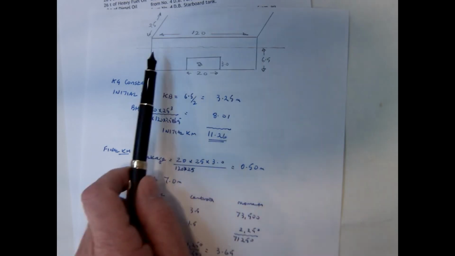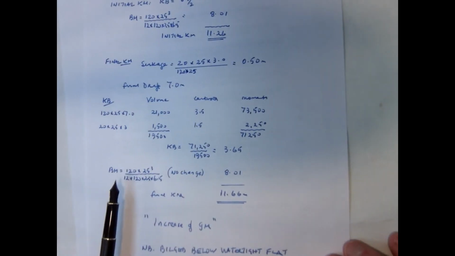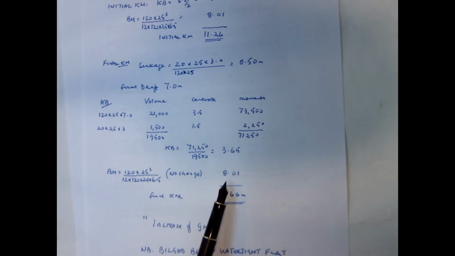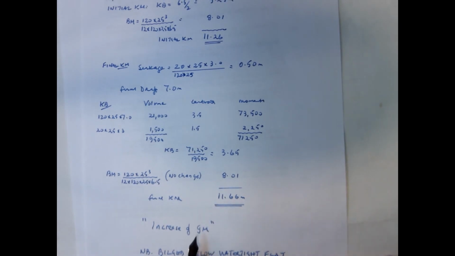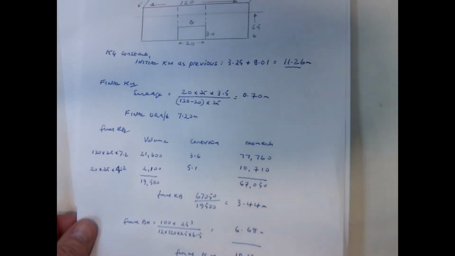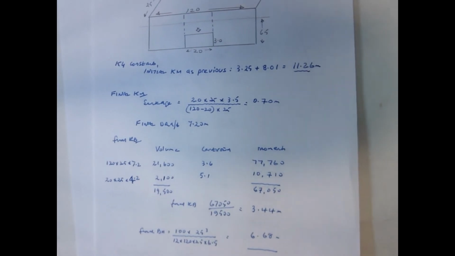Now the BM, because we are bilged below the watertight flat, the length hasn't changed. Therefore for the BM we get 8.01, KB 3.65, KM 11.66. So in this instance we get an increase in GM when we're bilged below the watertight flat. So mathematically that's showing you bilged below, we can actually get an increase in the GM, and that's based upon really the BM where we use the full length.